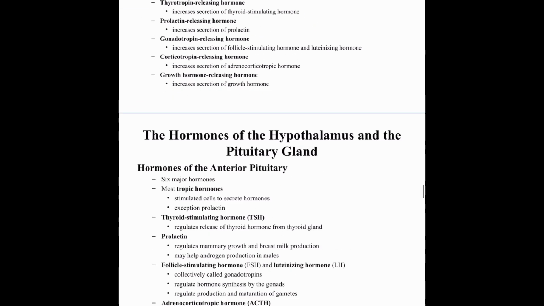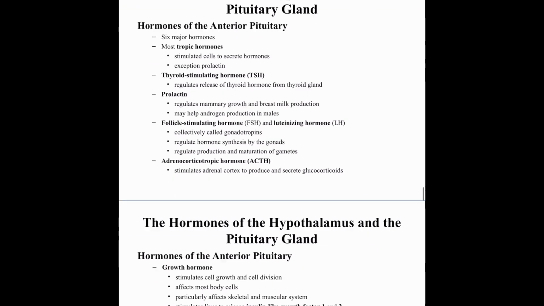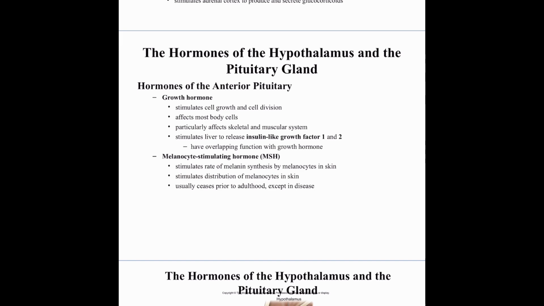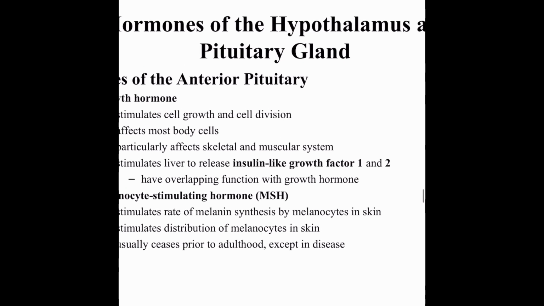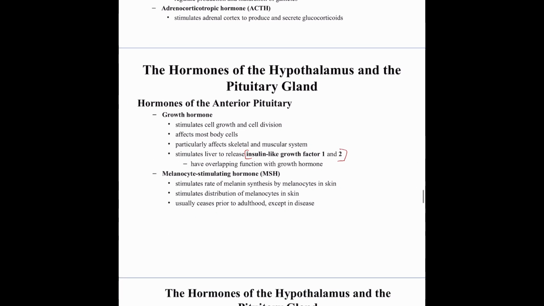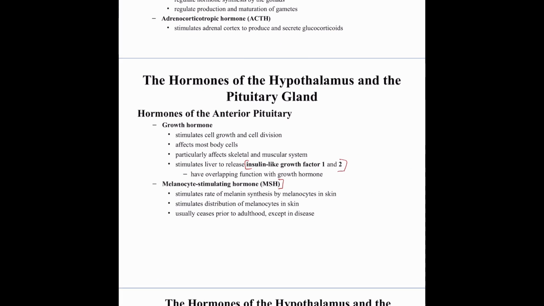And then these are the 6 major hormones of the anterior pituitary. Growth hormone, very important. And then this will also be important, I believe. We get into it further along. I guess also know the melanocyte stimulating hormone that produces melanin, so pigmentation, things like that.